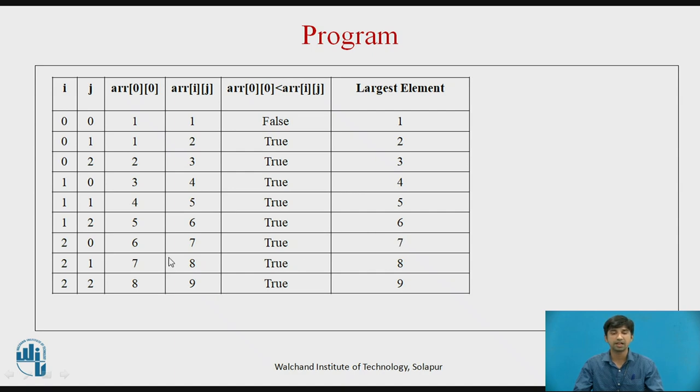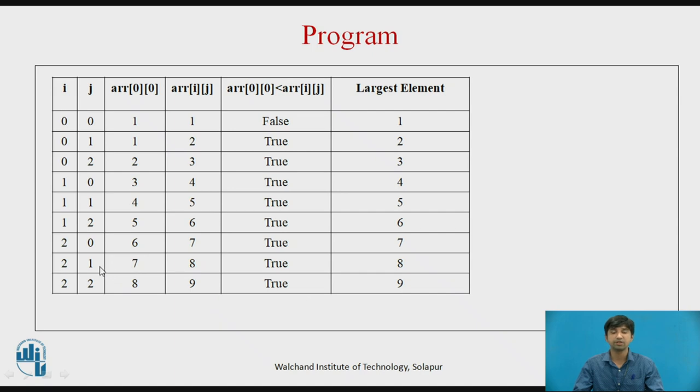Now j plus plus again, it is 3. The condition is j less than 3, so 3 doesn't satisfy it, it is a false condition, so it will go for the next row, that is i will be incremented to 2 and it will start with j equal to 0. It means third row, first column element will have a value equal to 7. The last r of 0 0 value was 6. So 6 is less than 7, yes it is true, so the largest element is 7.